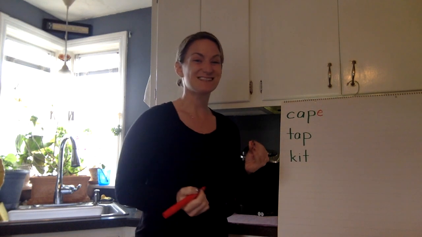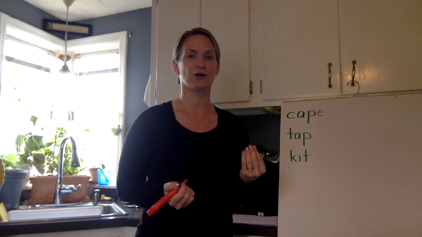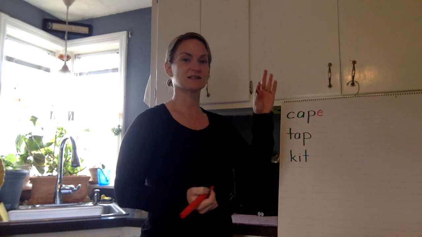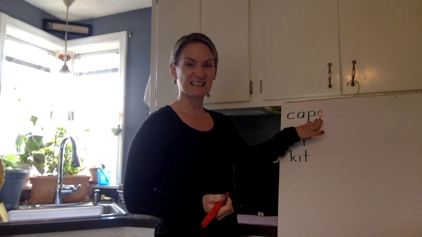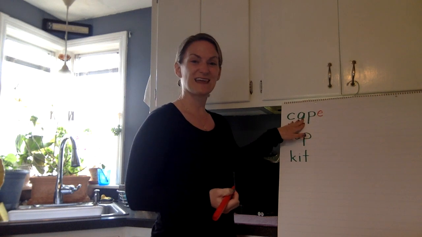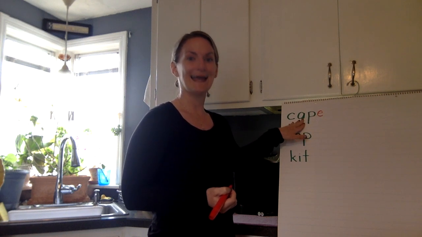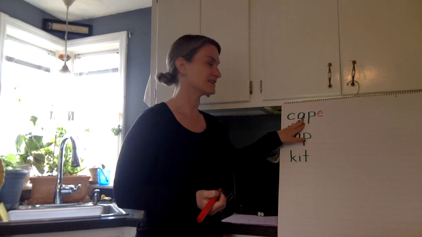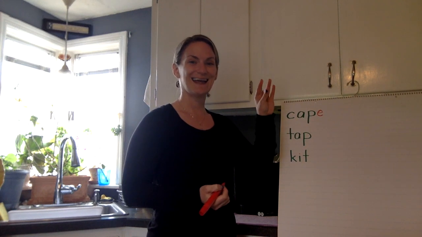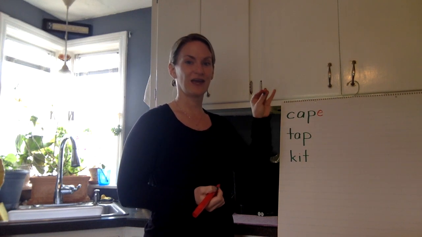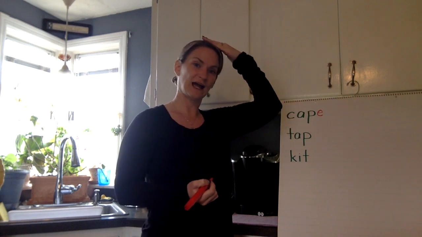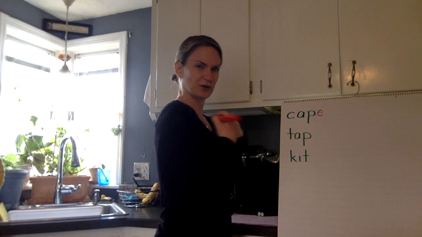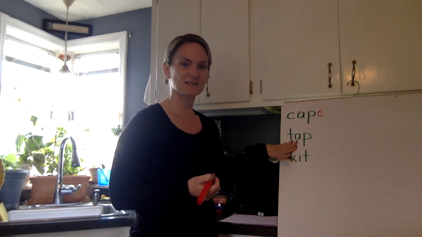Okay, now this changes how I'm going to tap out this word. Instead of tapping it out as k, ap, cap, this bossy E is going to make the A sound like A. So watch how I'm going to tap this out. It's going to sound like this now. K, A, cape. So we just turned cap, like the top of something or a hat, into a cape, what a superhero wears, right? Let's do the same thing with tap.